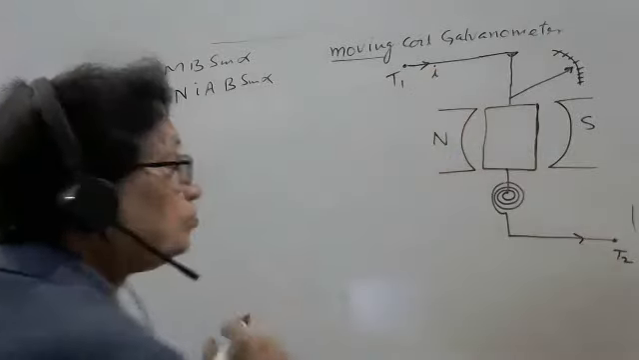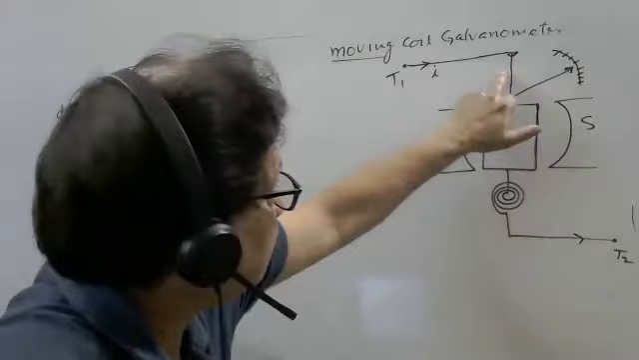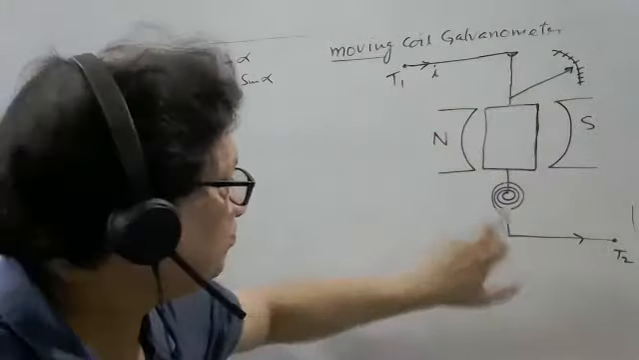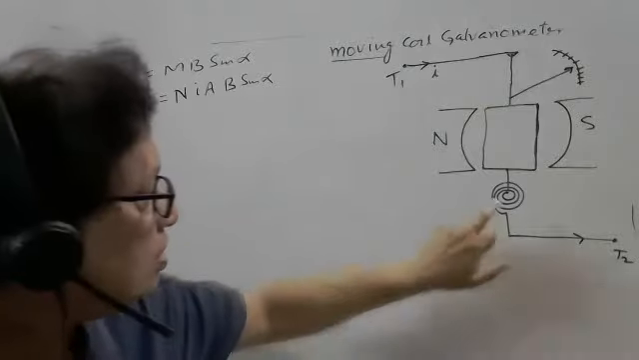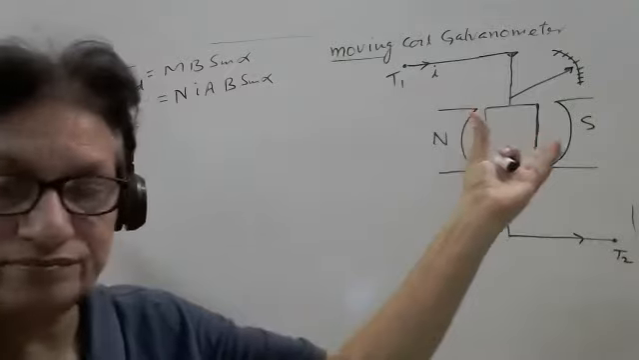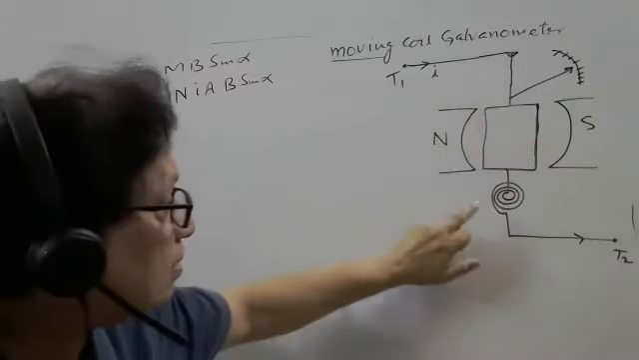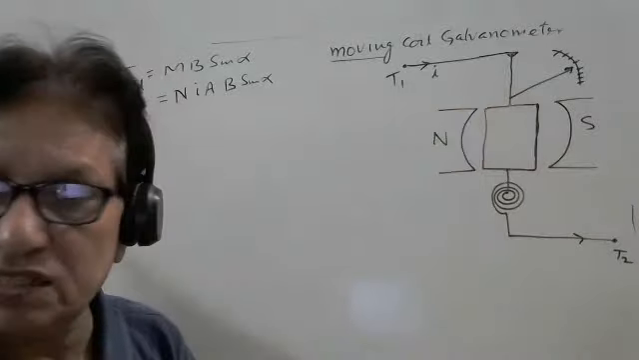Now, let us discuss here. This is the suspension wire, and this is the spiral type spring. Suppose it deflects, a different torque acts because of this spiral spring and this wire.